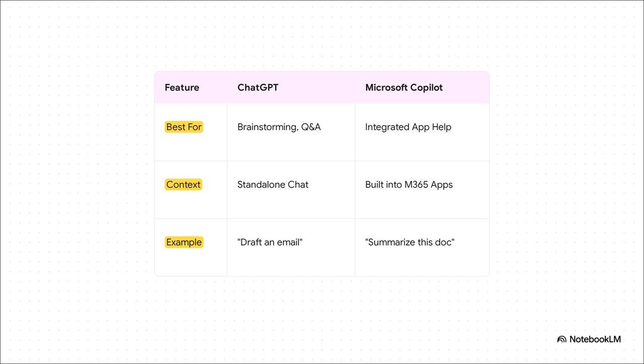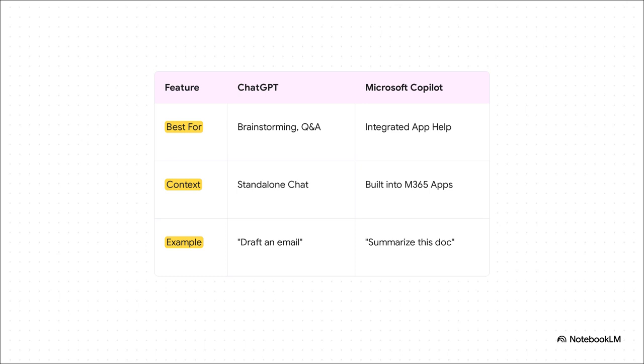On one side, you have ChatGPT. Think of this as your creative brainstorming partner. You open up a chat window, it's a blank slate. It's fantastic for generating brand new ideas, drafting something from scratch, or just general Q&A. Then you've got Microsoft Copilot. This is different. This is your Copilot. It's built directly into the apps you already use, like Word or Outlook or Teams. Its real power is context. It can see that long email thread you're in and summarize it for you.